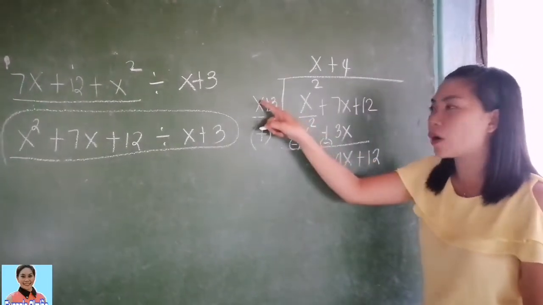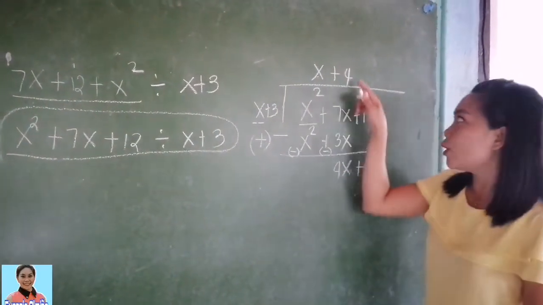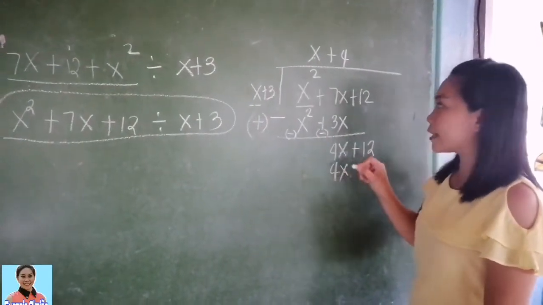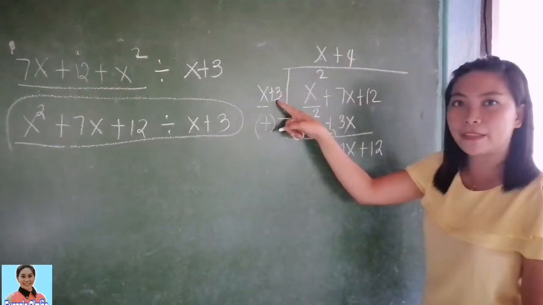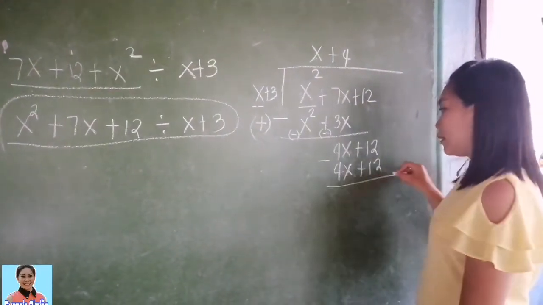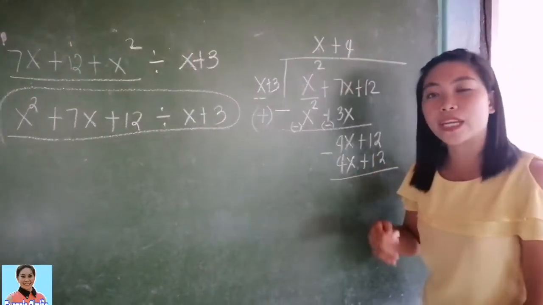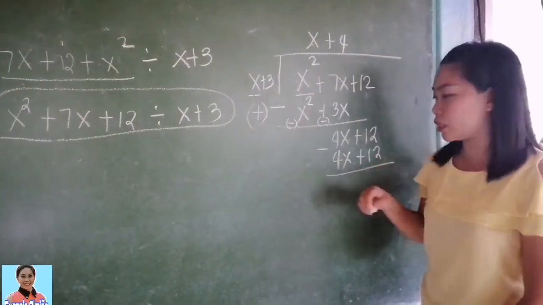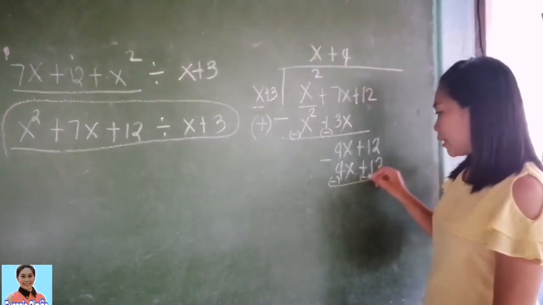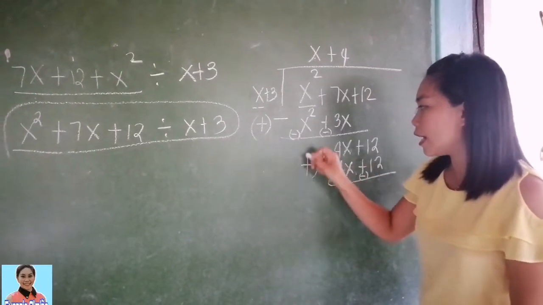Since 1 minus 1 is already a 0. So, 4 multiplied by x, you have 4x. 4 multiplied by 3, you have 12. Then, subtract. Same process, we have to change the sign of the subtrahend, then proceed to addition. So, now positive becomes negative again, then proceed to addition.